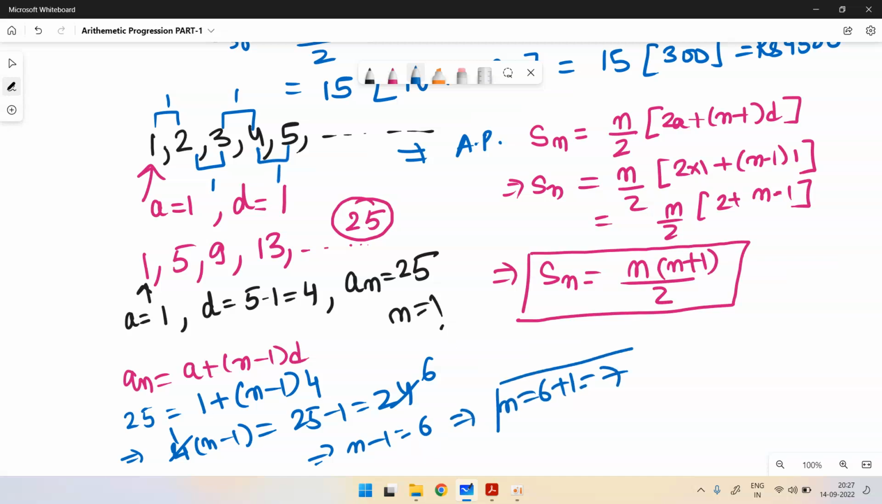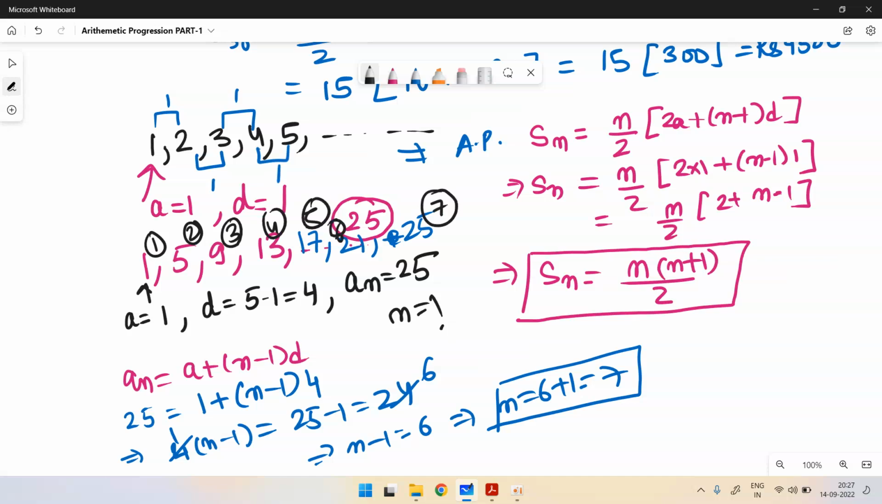So my 7th term will be 25. Even you can verify: 1 plus 4 is 5, 5 plus 4 is 9, 9 plus 4 is 13, 13 plus 4 is 17, 17 plus 4 is 21, and 21 plus 4 is 25. This is my first term, second term, third term, fourth term, fifth term, sixth term, and this is my seventh term. So directly I have been able to calculate the term.